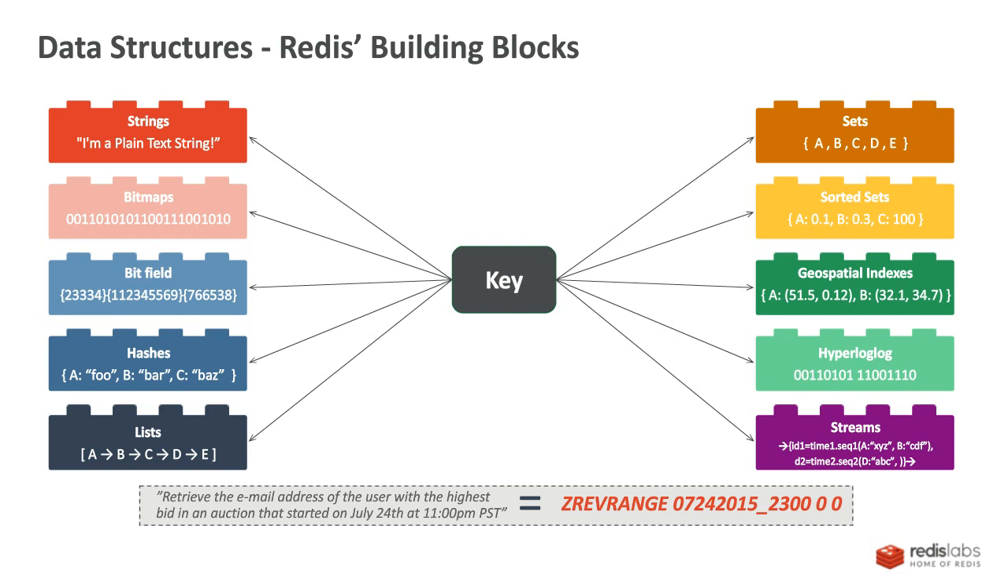Hashes are a classic key value again, or an attribute and value. A list is self-explanatory in the sense that it's a classic list where you can pop from the left or the right and you continue adding to it. But the two very powerful ones that are used quite a lot in some of the use cases I'm going to talk about today are sets and sorted sets.